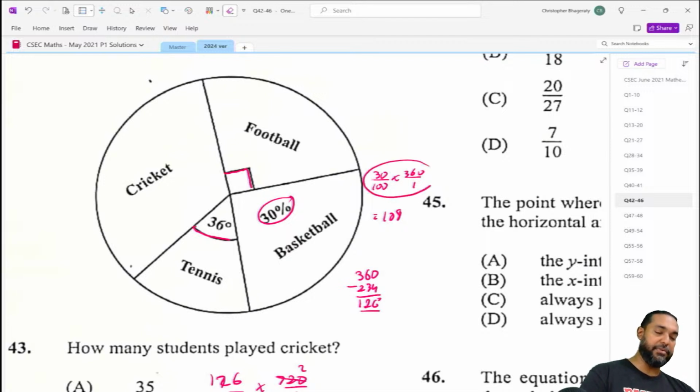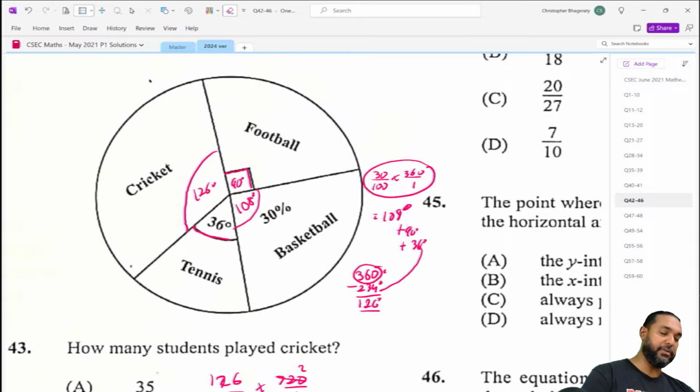So we found 30% of 360, which ended up being 108 degrees. So we're going to put that in here as well. Okay. Now they want how many students play cricket. To find that out, we need the angle in the sector, because that will tell us the fraction of the whole. So to find the angle there, we have to add up all the other angles and subtract from 360. If we add 90 and 36, we're going to get 234. And we're going to subtract that from 360 to give us 126 across here. You with me so far?